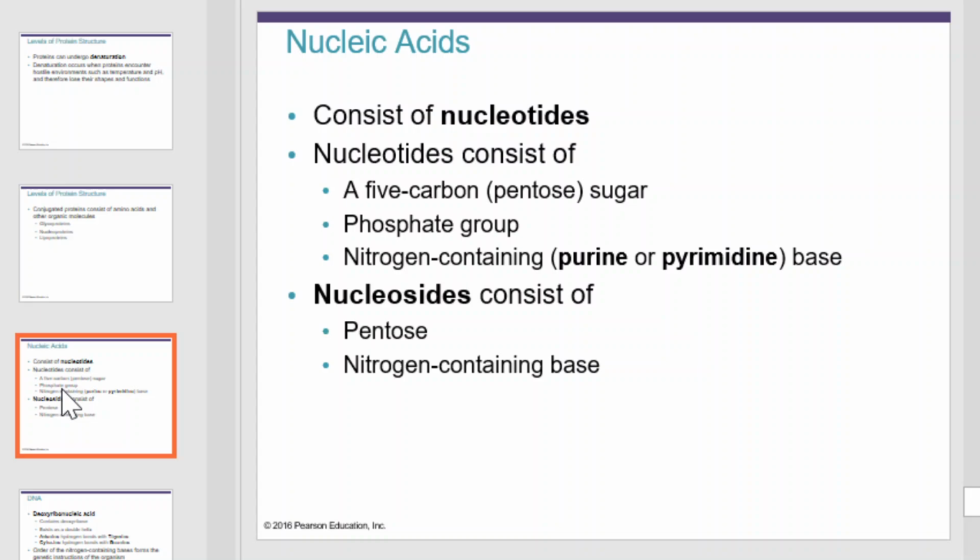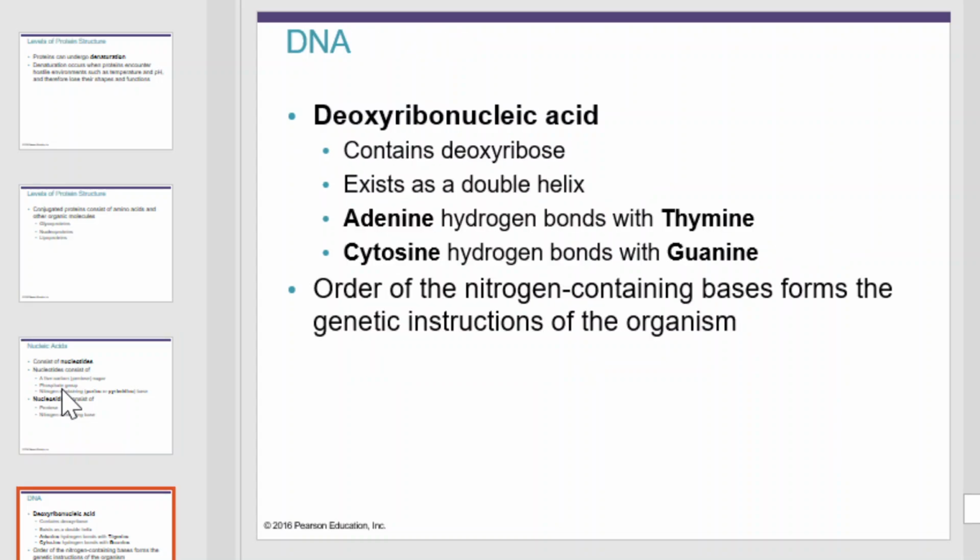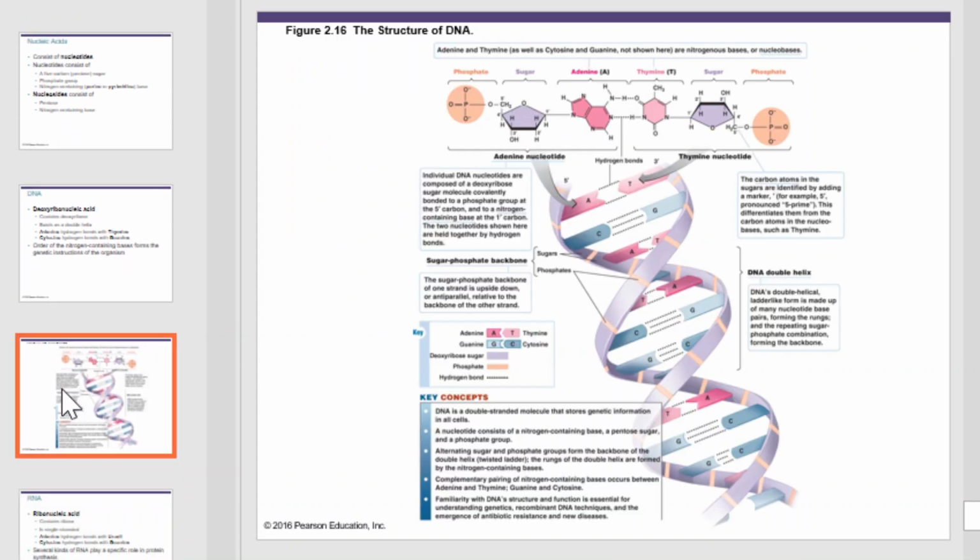Nucleic acids. Nucleic acids consist of nucleotides. A nucleotide is made up of a 5-carbon pentose sugar, a phosphate group, and a nitrogen-containing purine or pyrimidine base. Nucleosides are made up of just the pentose sugar and the nitrogen-containing base. DNA is the most well-known nucleic acid. It contains deoxyribose, exists as a double helix, and has 4 bases: adenine, which hydrogen bonds with thymine, and cytosine, which hydrogen bonds with guanine. The order of the nitrogen-containing bases forms the genetic instructions of the organism. And this is a picture of DNA.